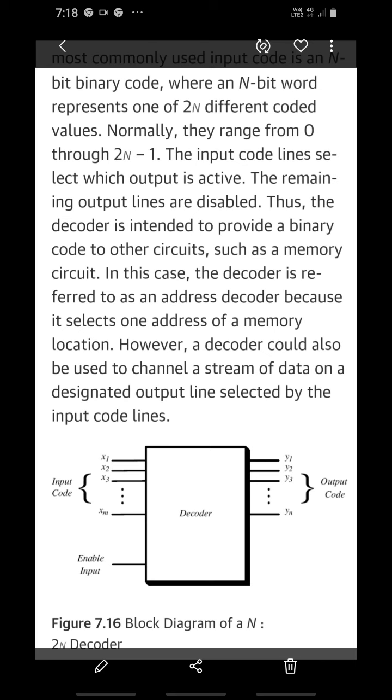The block diagram of an n to 2 power n decoder is shown in the above figure. Here x1, x2, x3, and so on up to xm are the input codes, and here the enable input is there, and y1, y2, y3, and so on up to yn are the output codes.